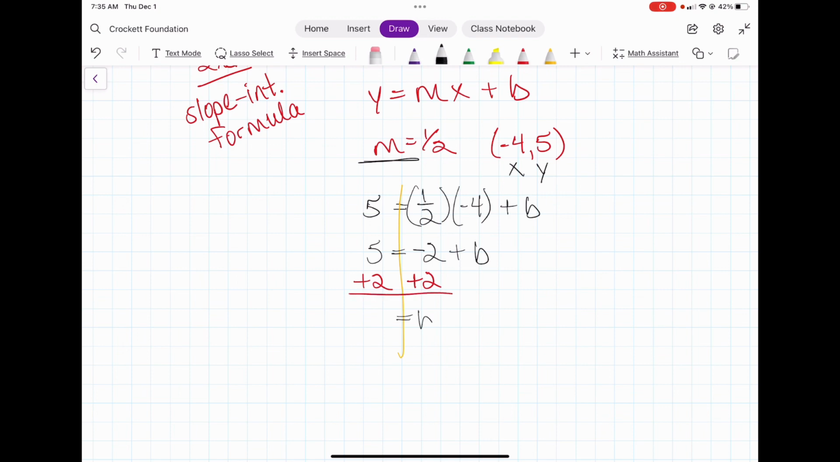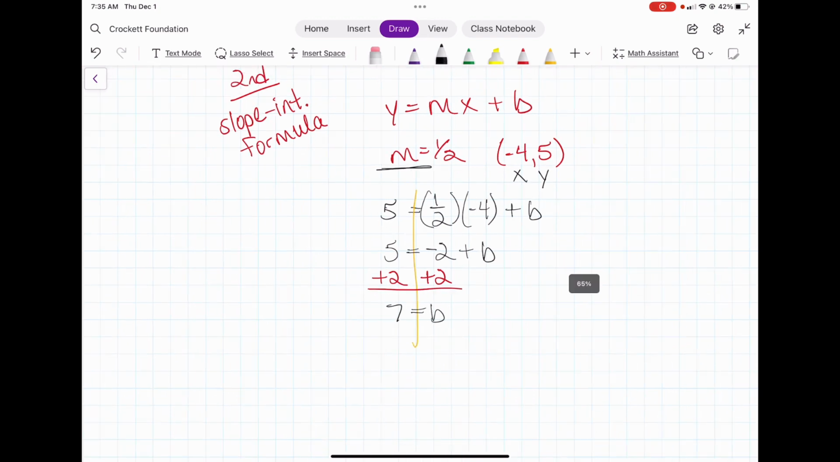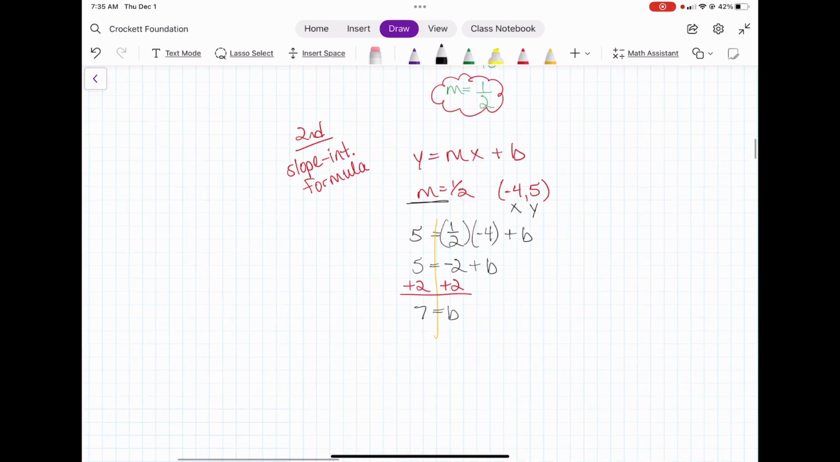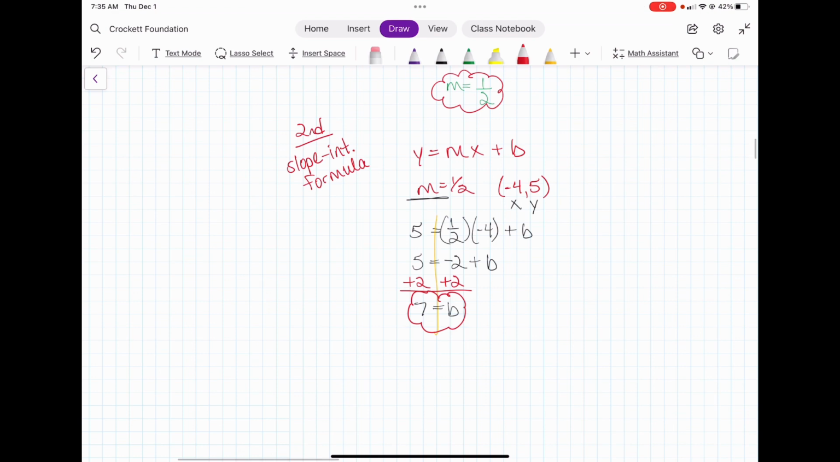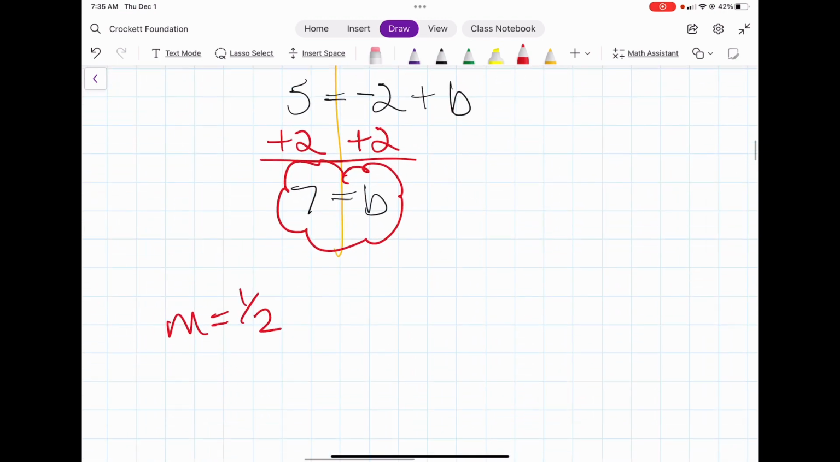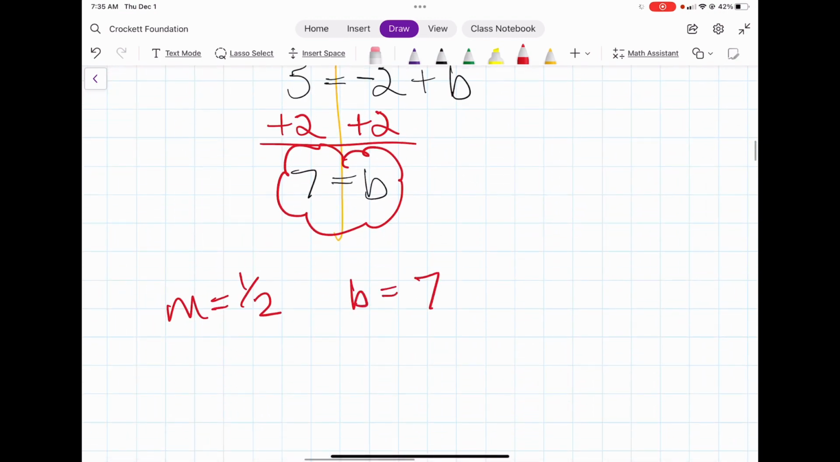B is equal to 7, okay? So with that being said, now I have my y-intercept, which is the second half of the information that we need. Remember, we always need the slope and we need the y-intercept to write the equation of a line. So now that I have these two pieces, my slope is equal to 1/2 and b is equal to 7.